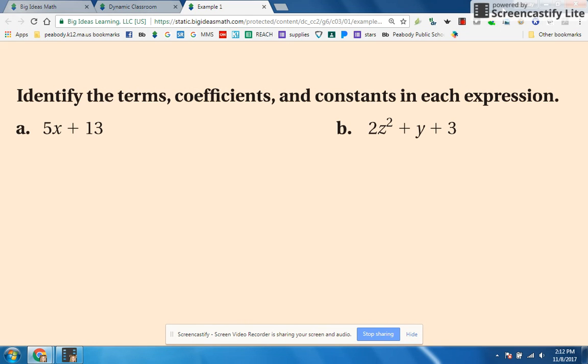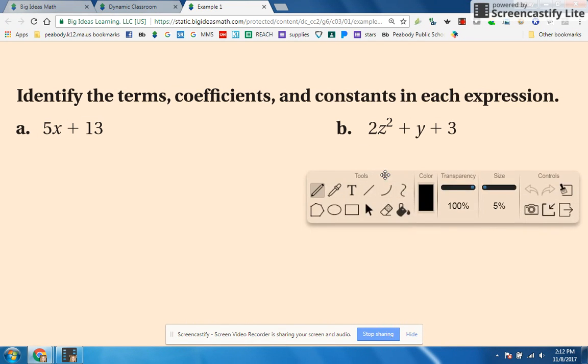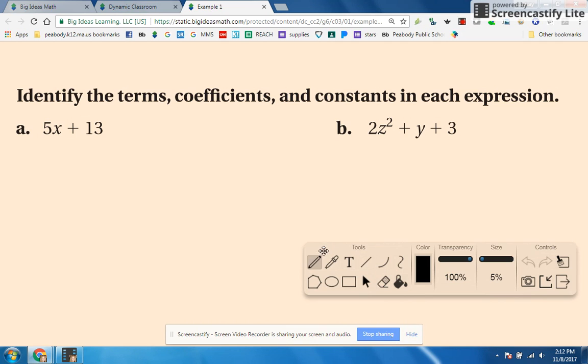Okay, so now using your notes, you're going to do this on the back of your notes, but if you need some reminders, you can flip it over and look. So let's take a look. It says identify the terms, coefficients, and constants. So if you remember, terms are every part of the problem except for the adding and the subtracting. So for this one, the terms are going to be 5x and 13. Those are my terms, everything but the plus or minuses.